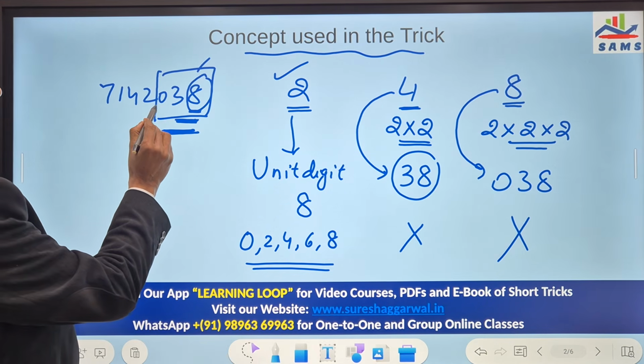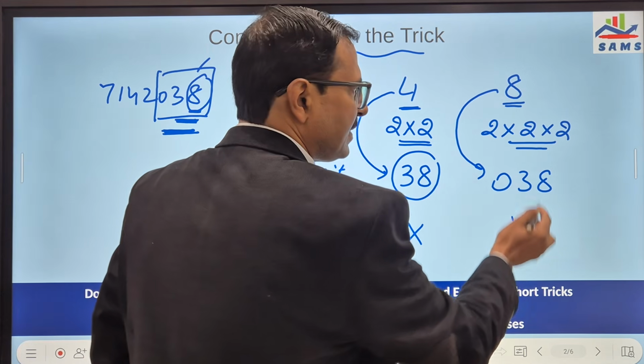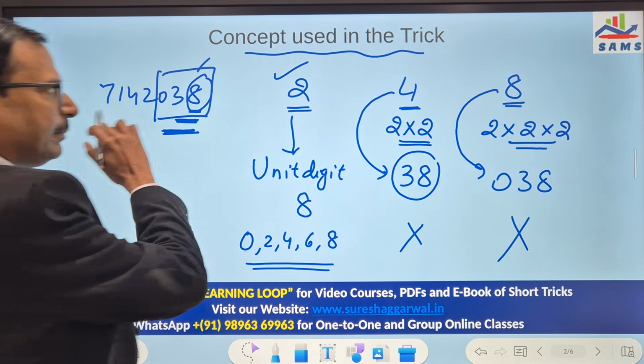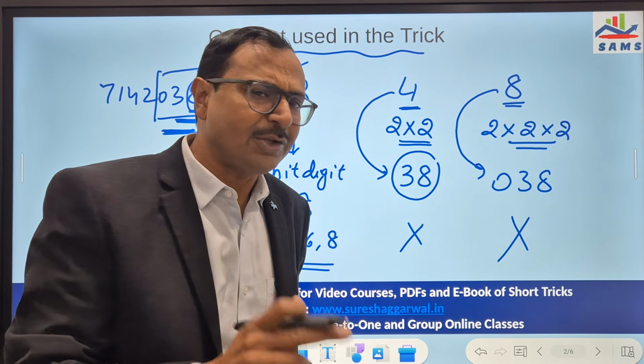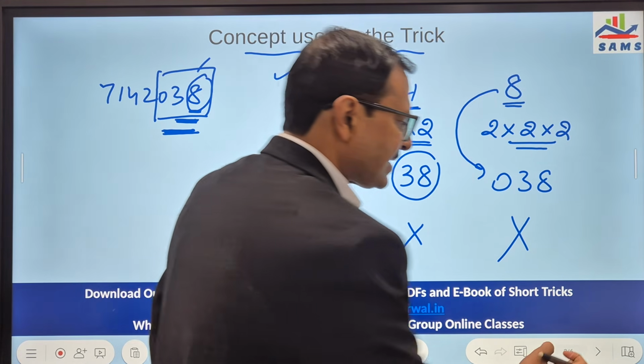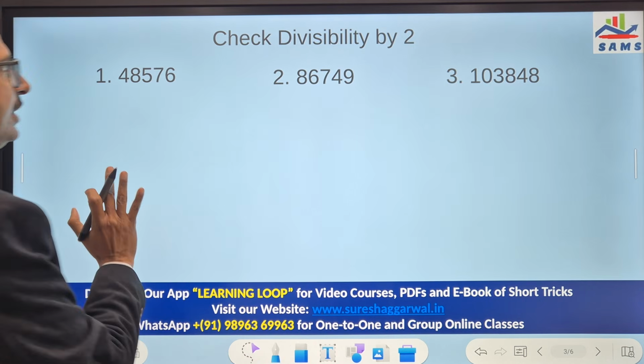And if the number formed by the last 3 digits is divisible by 8, then the entire number is also divisible by 8. Now that is the concept used. So let's apply this concept very quickly here.